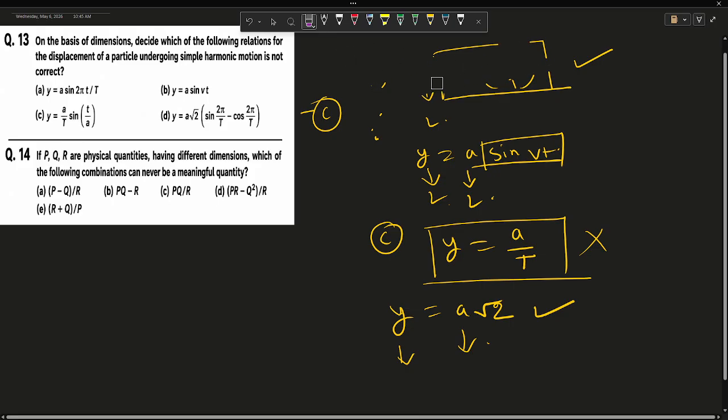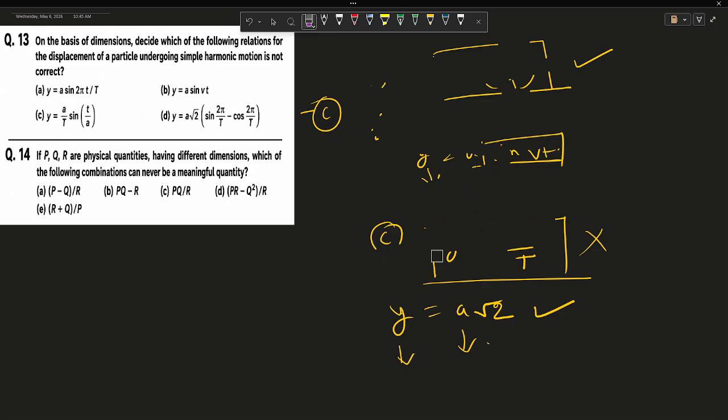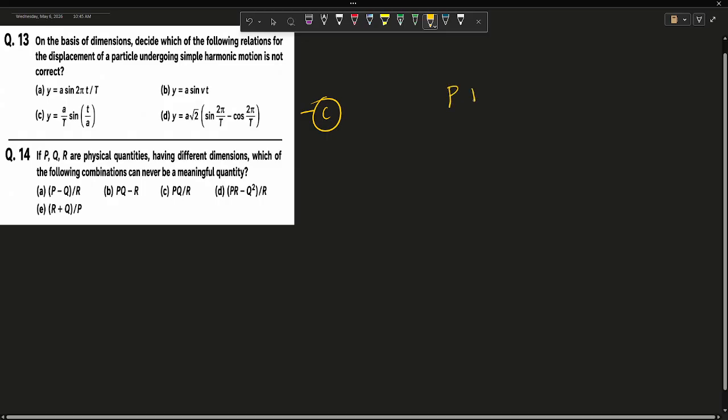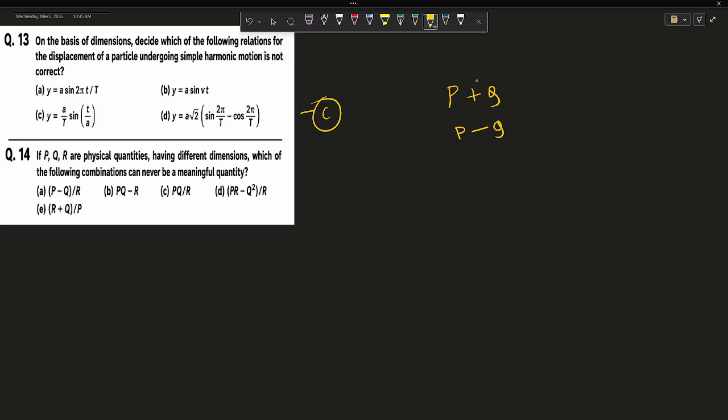And number 14: if p, q, r physical quantities have different dimensions, which of the following combinations can never be a meaningful quantity? So this is a conceptual question. If we apply the principle of homogeneity, then we know that physical quantities having the same dimension we can add or subtract, but different physical quantities with different dimensions we cannot add or subtract.